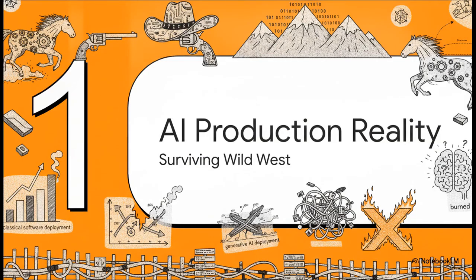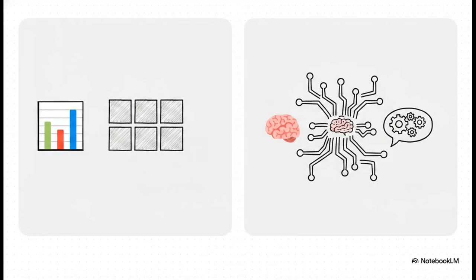Kicking things off with Section 1, the AI production reality, surviving the Wild West of deployment. You've got to establish your baseline, because if you treat GenAI like classical software or even classical machine learning, you are absolutely going to get burned. Look at this comparison. Traditional ML metrics, like prediction accuracy, rely on highly structured data. It's very binary. It essentially just tells you, hey, the system is turned on.